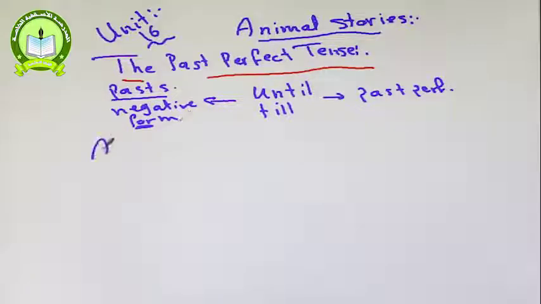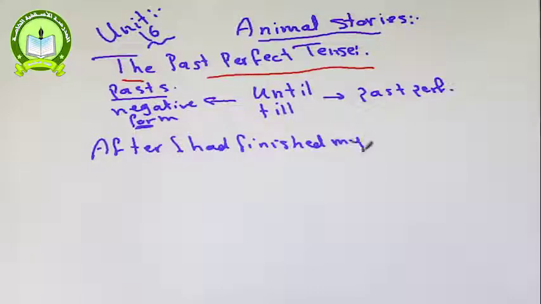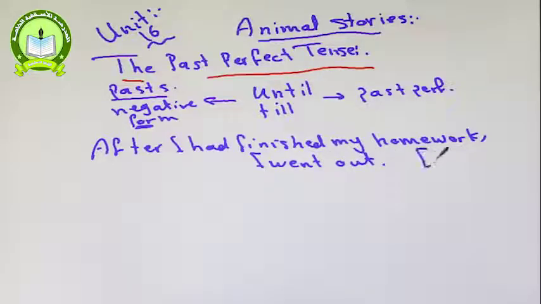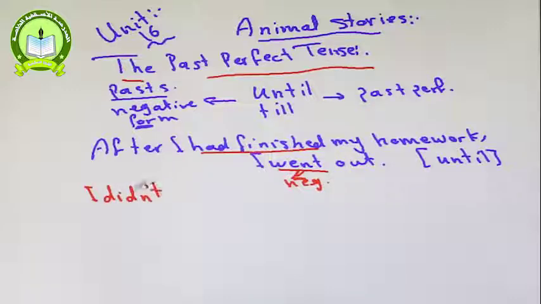So if I have a sentence and he asks me to use till or until, for example, after I had finished my homework, I went out. And he tells me, please, until or till, both are the same. What should I do? I should determine the past perfect and past simple, but you start with the past simple in the negative form. Negative. I didn't, and we are talking about the past simple.